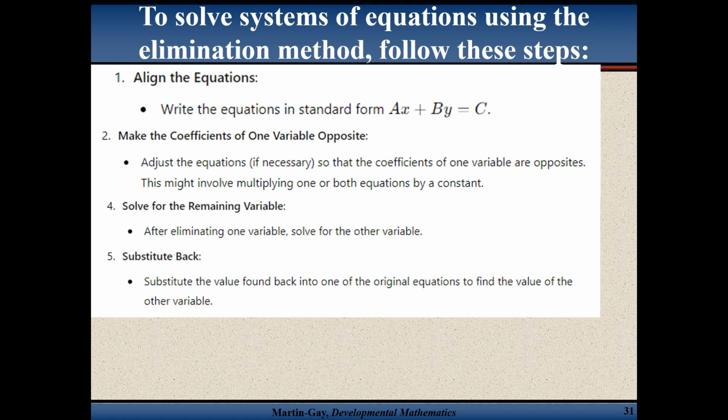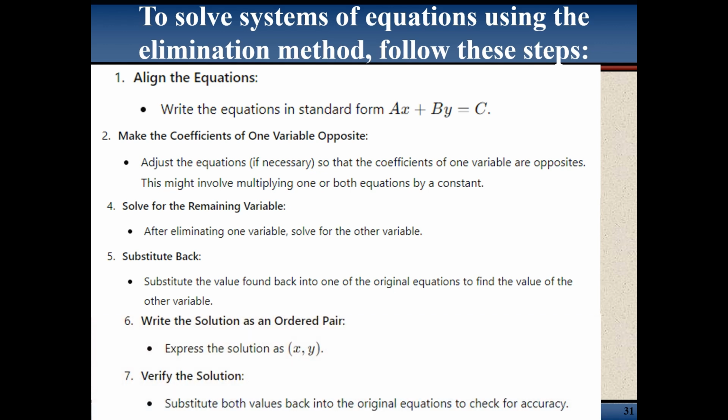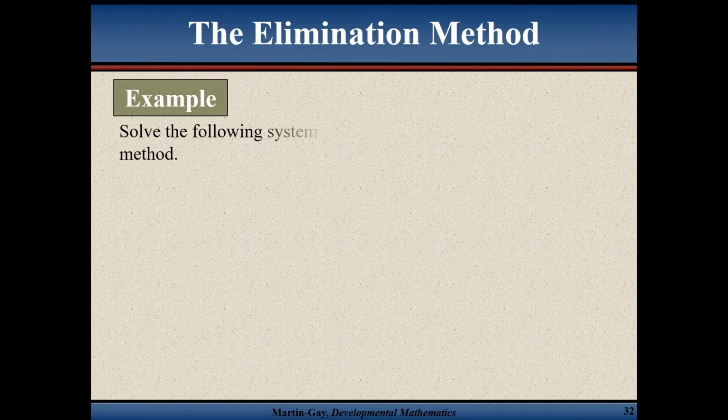Solve for the remaining variable. After eliminating one variable, solve for the other variable. Then you substitute back again. So substitute the value found back into one of the original equations to find the value of the other one. Write the solution as an ordered pair, x, y, like a coordinate. And then you verify your solution: substitute both values back into the original equations to check for accuracy.